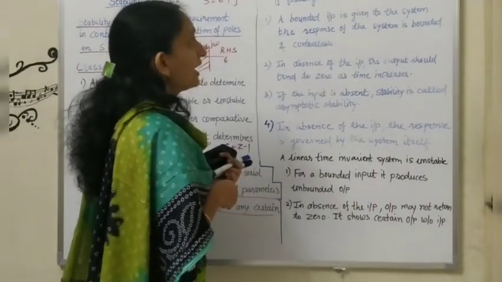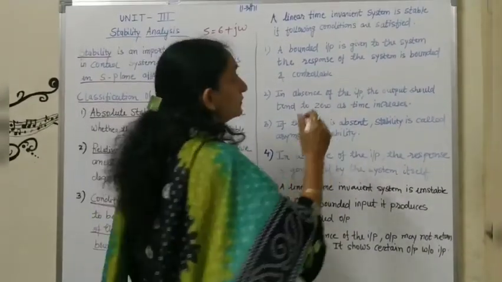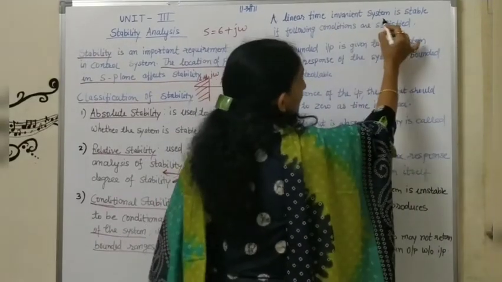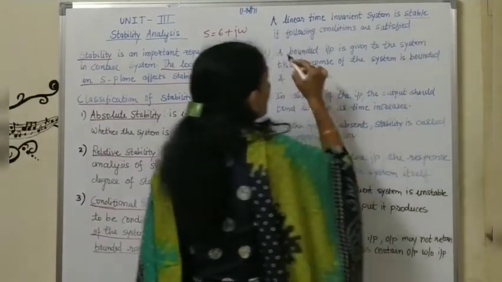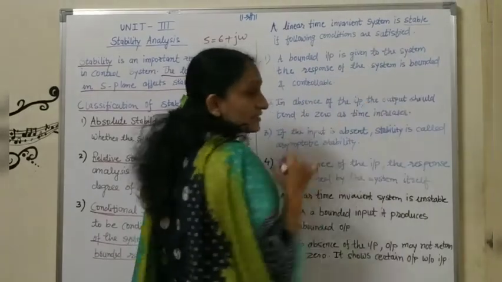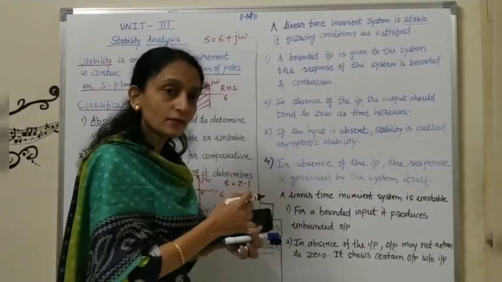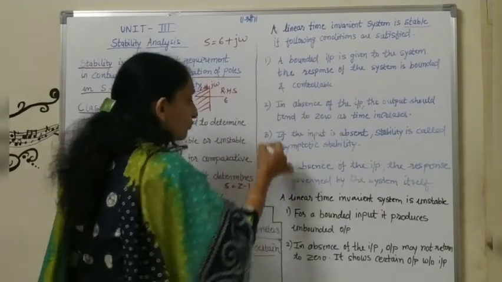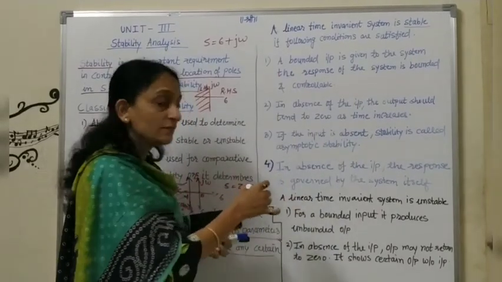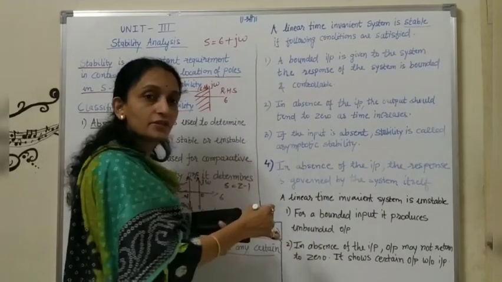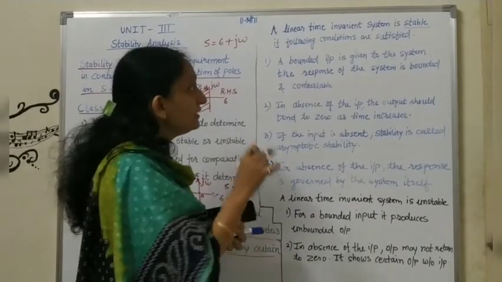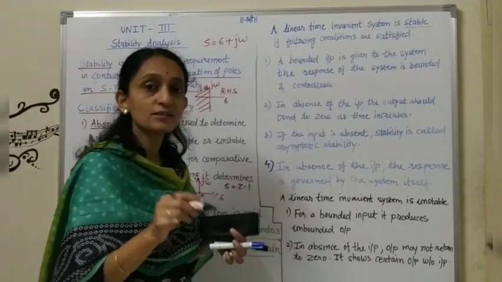A linear time invariant system. A linear time invariant system is stable if the following conditions are satisfied. Now we have to check when the system will be stable. So these are the 4 parameters. If the system satisfies these 4 parameters, then you can say that the linear time invariant system is stable.